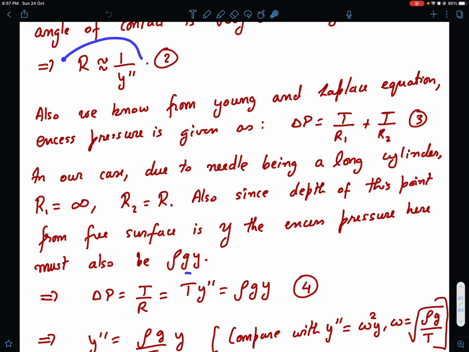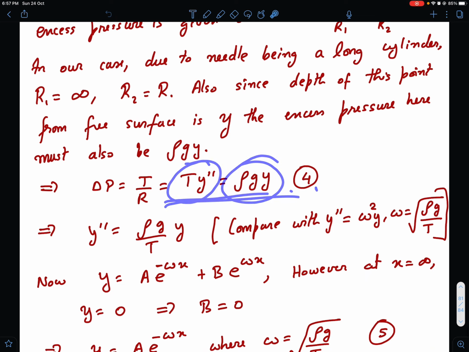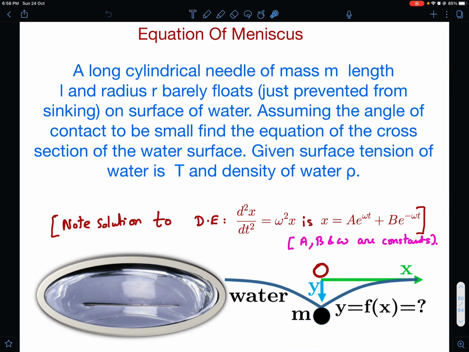Delta P is T by R, which is also T times 1 by R. We showed that it is 1 by y double dash. So T y double dash is equal to rho gy. Okay, and if I rearrange this equation, I can write this as y double dash is equal to rho g by T times y. Now this differential equation is exactly of the same form I had provided a solution to.